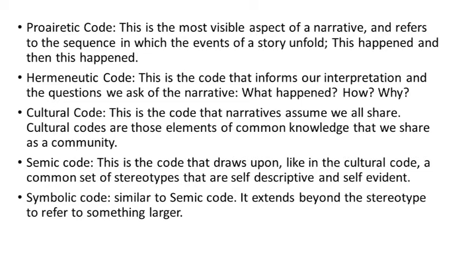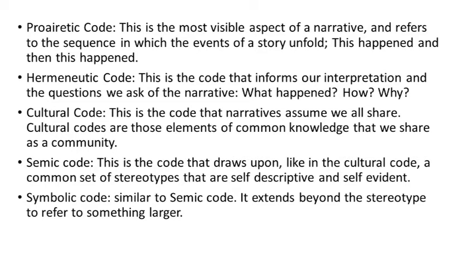The first one, the proairetic code, is the most visible aspect of a narrative, and it refers to the sequence in which the events of a story unfold. This happened and then this happened. It moves in a linear way, and from this proairetic code you get a linear meaning.